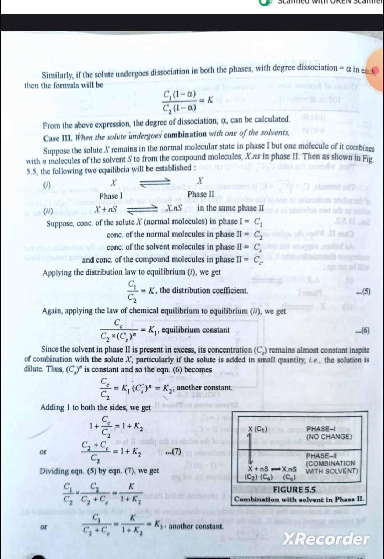Case 3. When the solute undergoes combination with one of the solvents. Suppose the solute X remains in the normal molecular state in phase 1, but one molecule of it combines with n molecules of the solvent S to form the compound molecules X·nS in phase 2. Then, as shown in figure 5.5, the following two equilibria will be established. First, X in phase 1 is in equilibrium with X in phase 2. Second, X plus nS is in equilibrium with X·nS in the same phase 2.